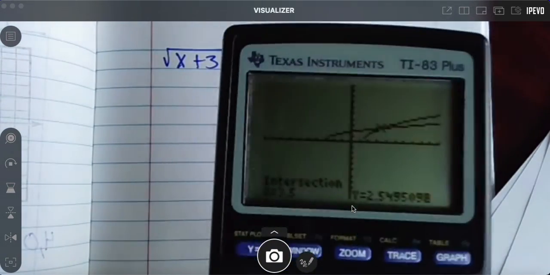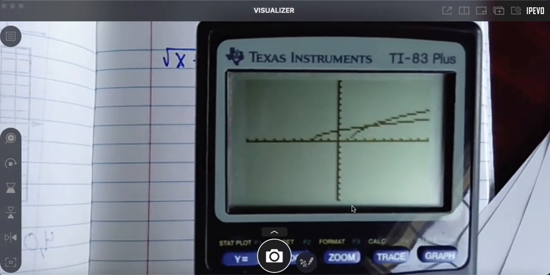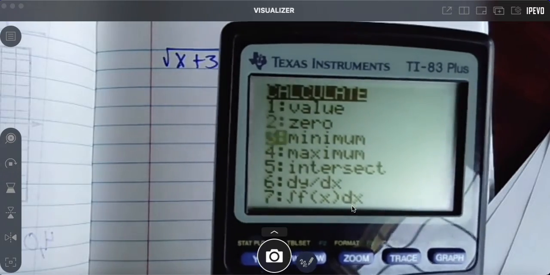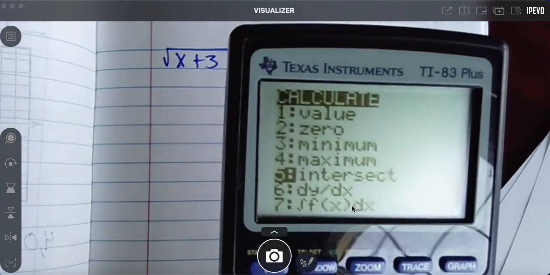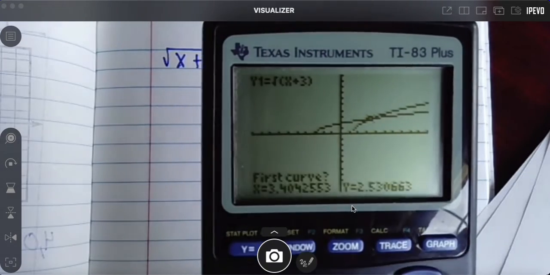All right, so again, you have pressed graph. This one's weird. It's never done that before. So you press second trace, and then we go to intersect. Does everybody understand that? We're going to find where they intersect. Normally, I can press enter, enter, enter. Don't have to move anything around.